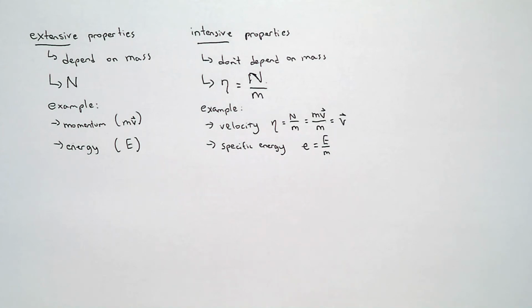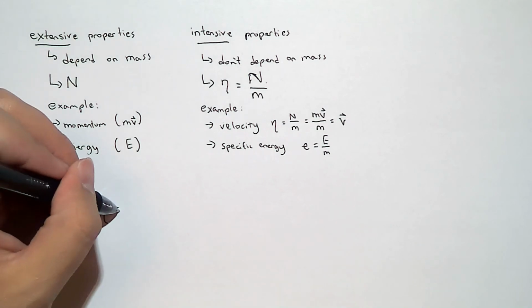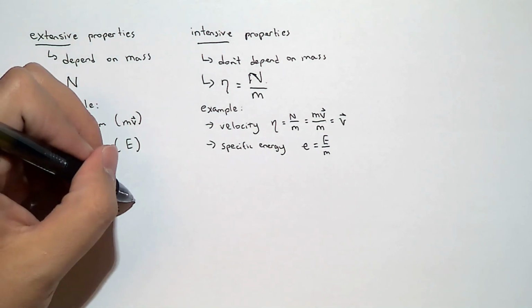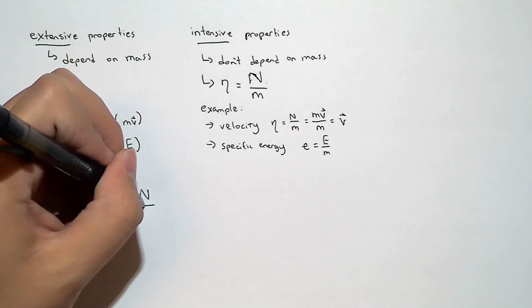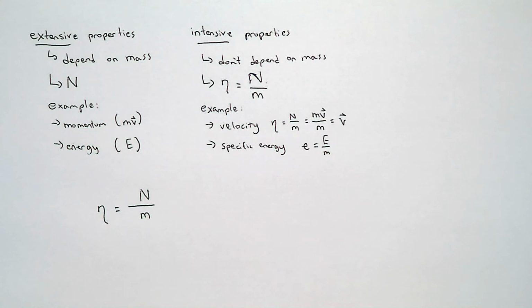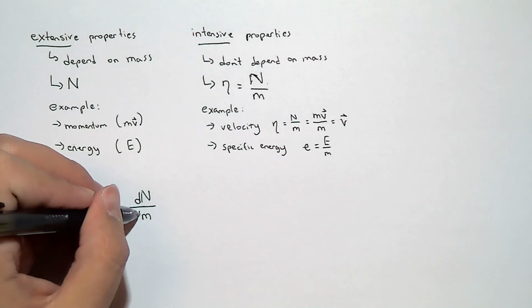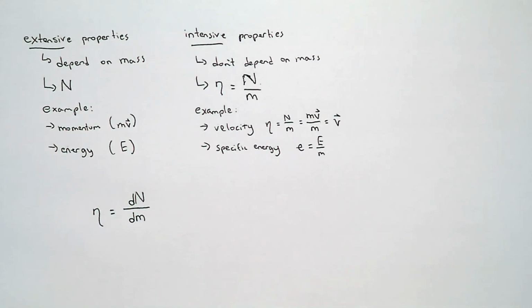So first, let's look at the relationship between extensive and intensive properties. If eta is any intensive property, then I know that eta is simply equal to my extensive property over mass. However, if my property is not equally distributed across a mass, then I can't really just write N over m. I need to write it in derivative form, simply to account for any non-uniformity that exists in our mass.